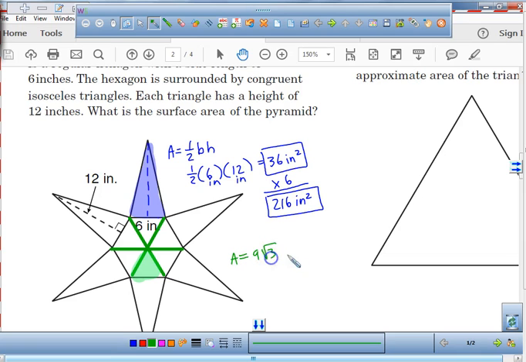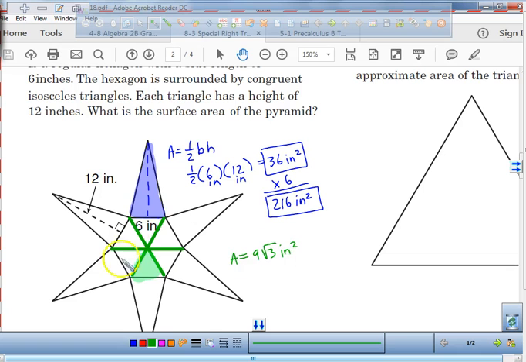9 radical 3 inches squared. How many of those triangles do we have? We have a total of 6 of them. So I have to take that and multiply it by 6, which gives me 54 radical 3 inches squared.